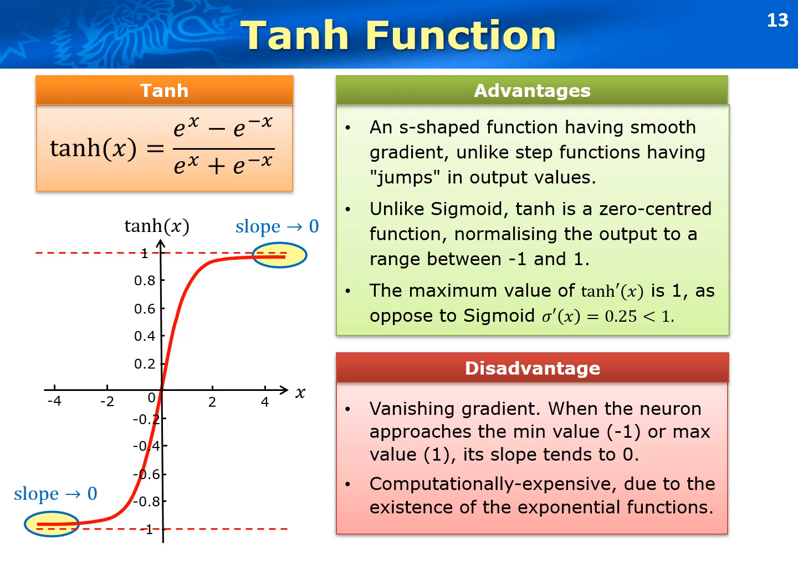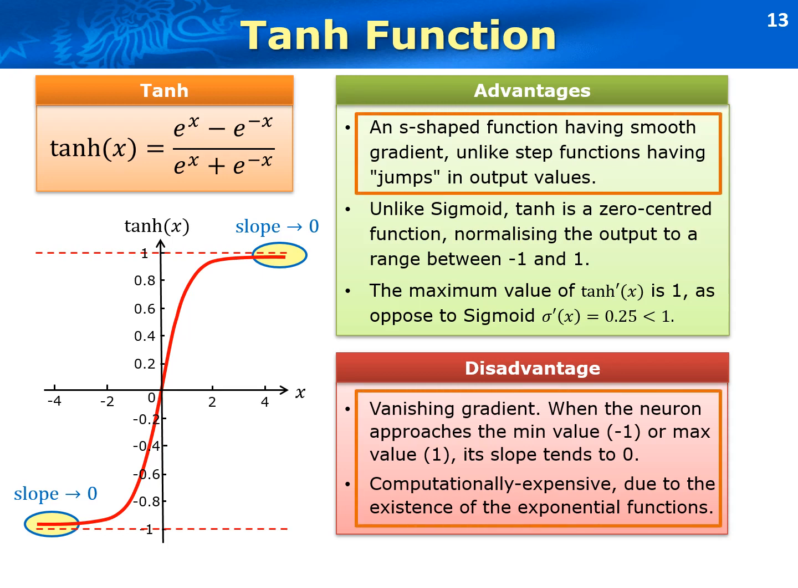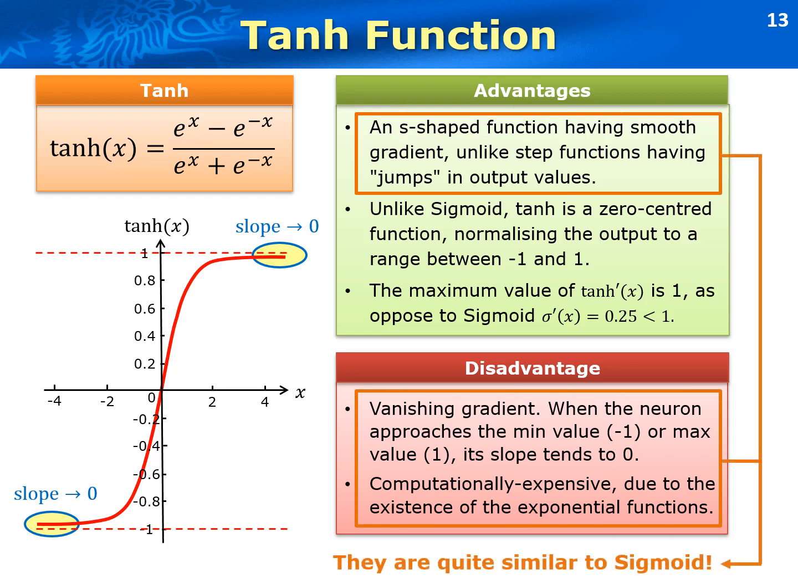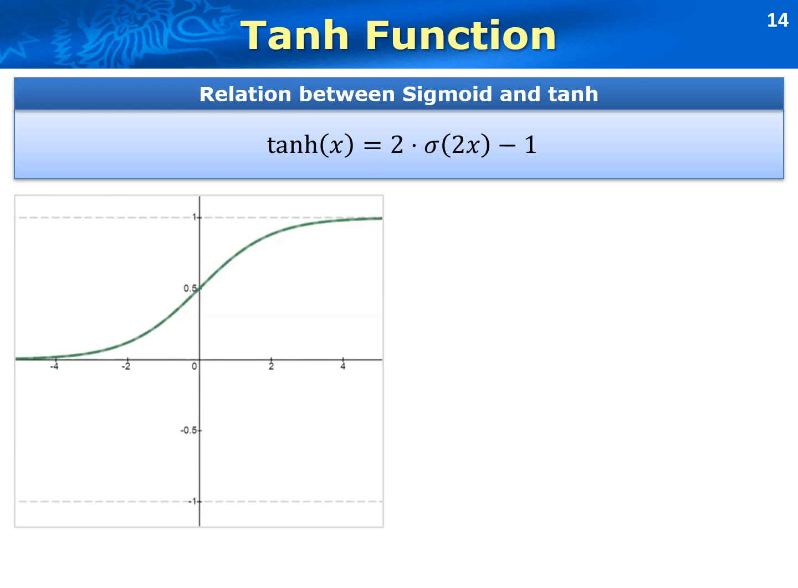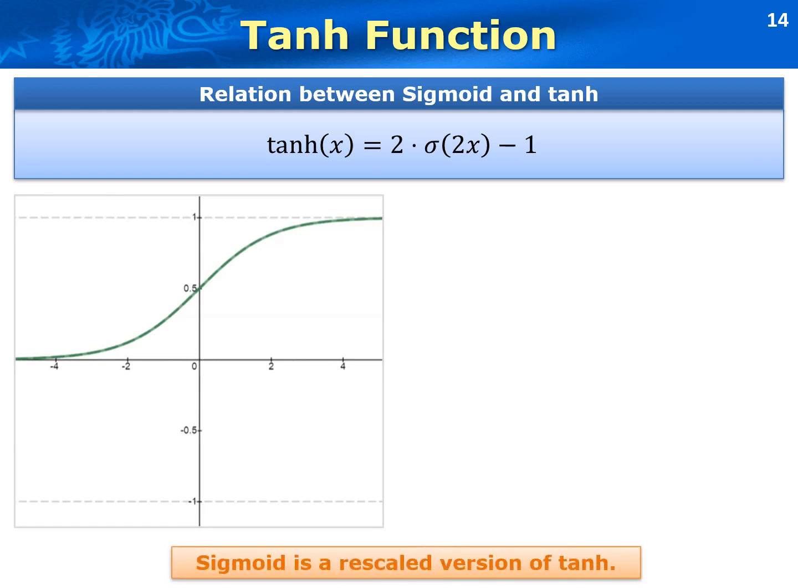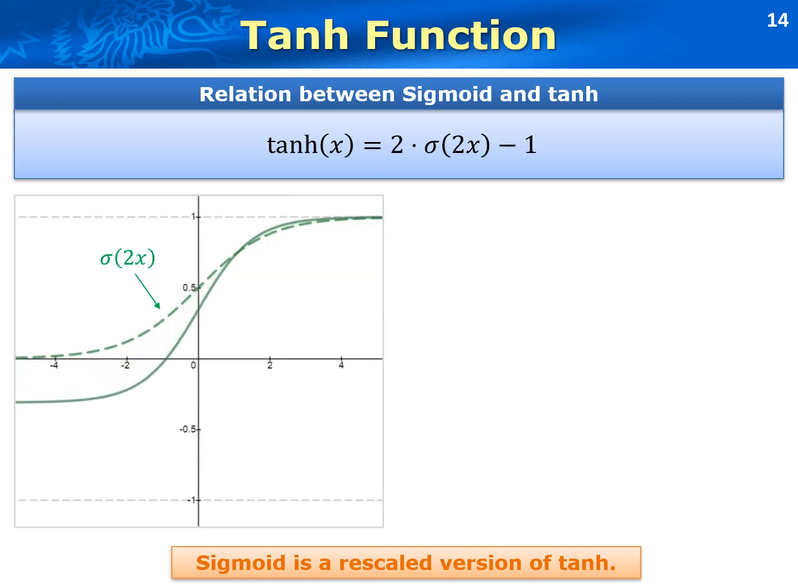It is interesting to note that several tanh properties outlined above are quite similar to those of sigmoid. This is because these two functions have the following close relationship. That is, tanh of x equals 2 times sigmoid of 2x minus 1. Graphically, this expression indicates sigmoid is a rescaled version of tanh. We can see that this green curve is a sigmoid function. After rescaling and translation, it becomes a tanh curve whose range is zero-centered.